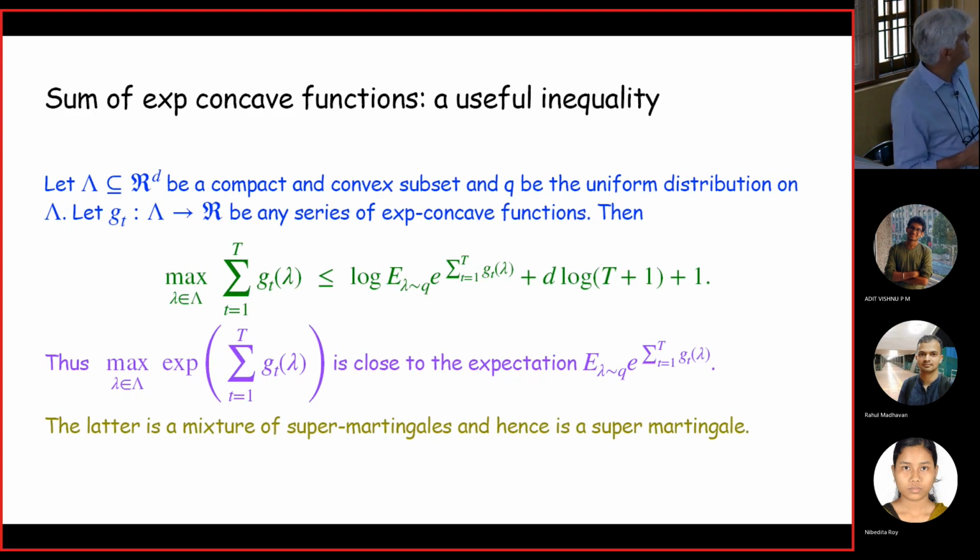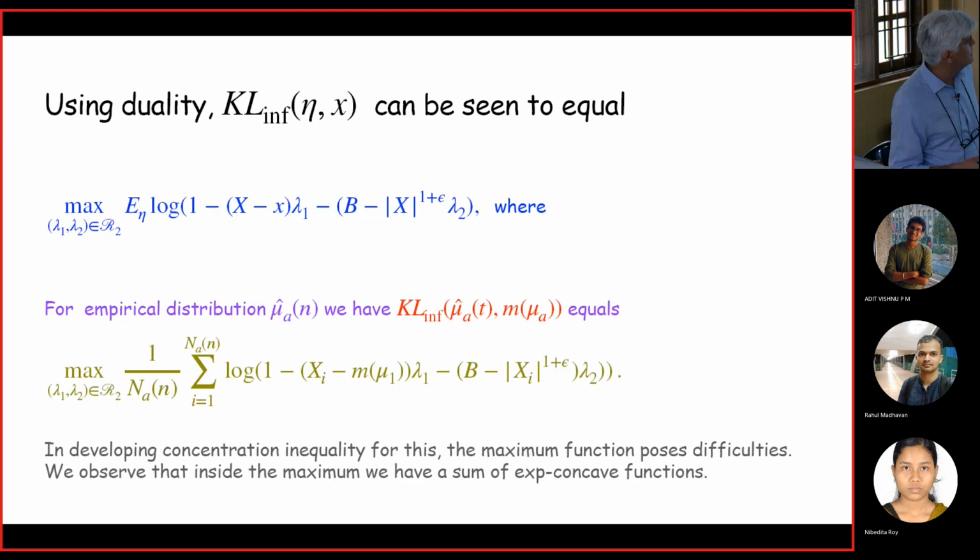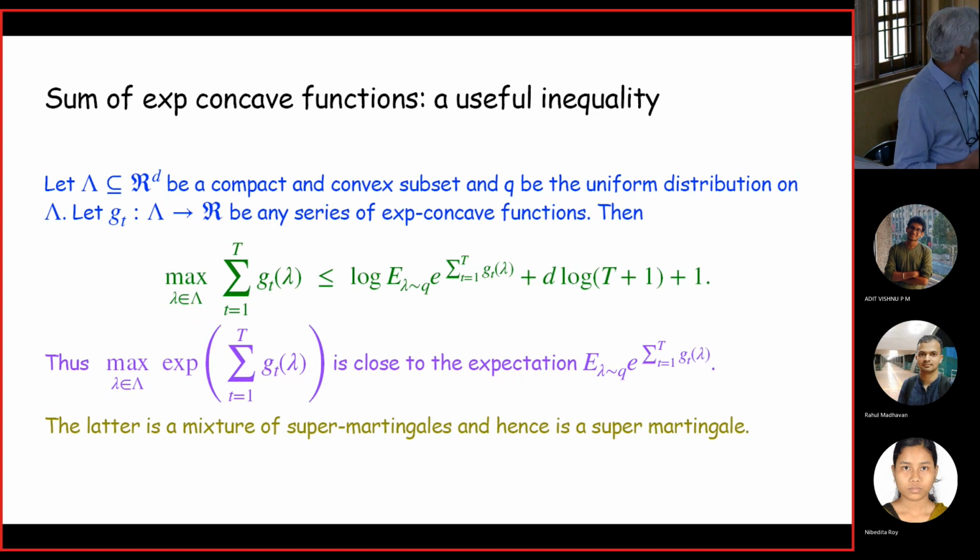So what you need is this: suppose I had a sum of exponentially concave functions. If I exponentiate this function, I get a linear function in lambda 1 and lambda 2. So that's concave. So this is an example of a sum of concave functions. So let lambda be a compact and convex subset. Let Q be a uniform distribution on lambda, and g_t is some concave function. All I'm saying is that if I've given you this sum of exp-concave functions, then looking at the max, I can upper bound it, by doing some clever analysis, by the log of the expected value of this term, where lambda is now distributed with a uniform probability distribution along this compact set, and then you incur some cost here.